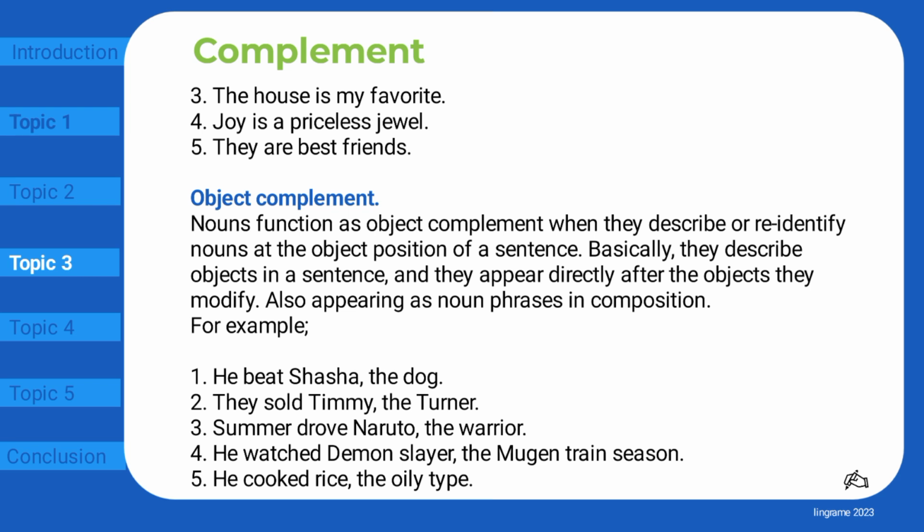For example, he beat Shasha, the dog. They sold Timmy, the turner. Summer drove Naruto, the warrior. He watched Demon Slayer, the Mugen Train season. He cooked rice, the oily type.